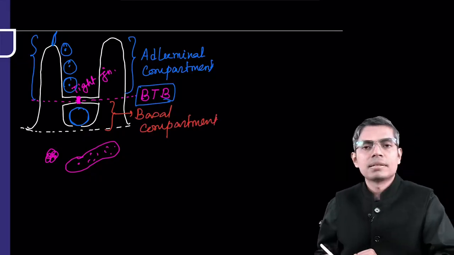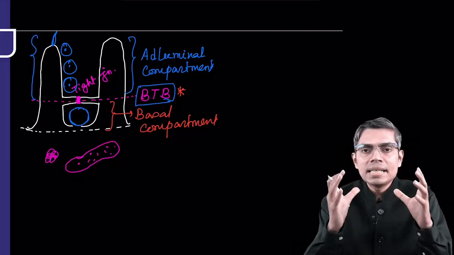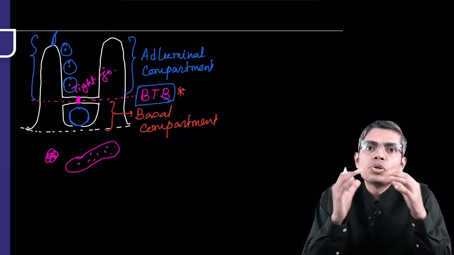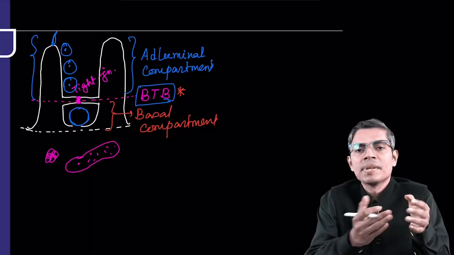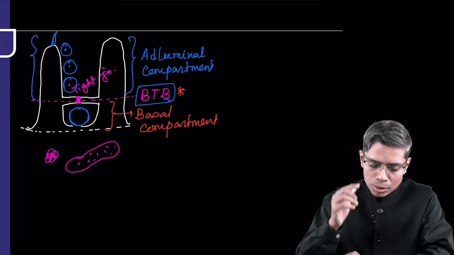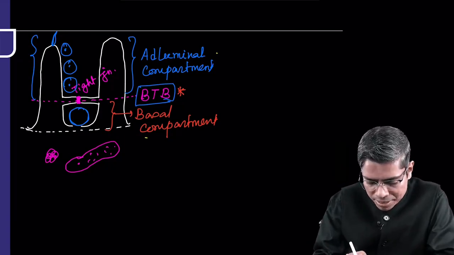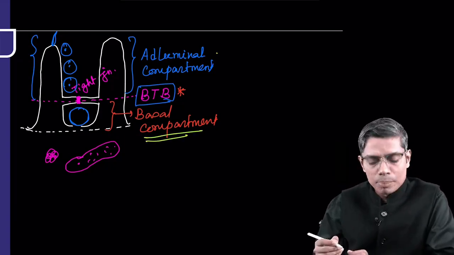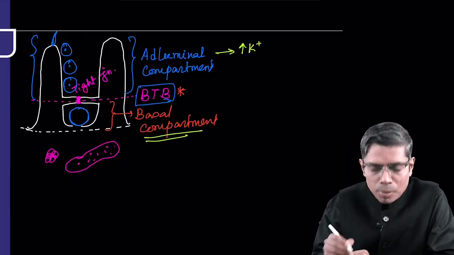So basically we can understand from here that the blood testis barrier is dividing the lumen of the seminiferous tubule into two compartments. One is the inside compartment, which is the adluminal compartment, and one is the outside compartment, which is the basal compartment. Now the composition of this adluminal compartment is very different from the basal compartment.